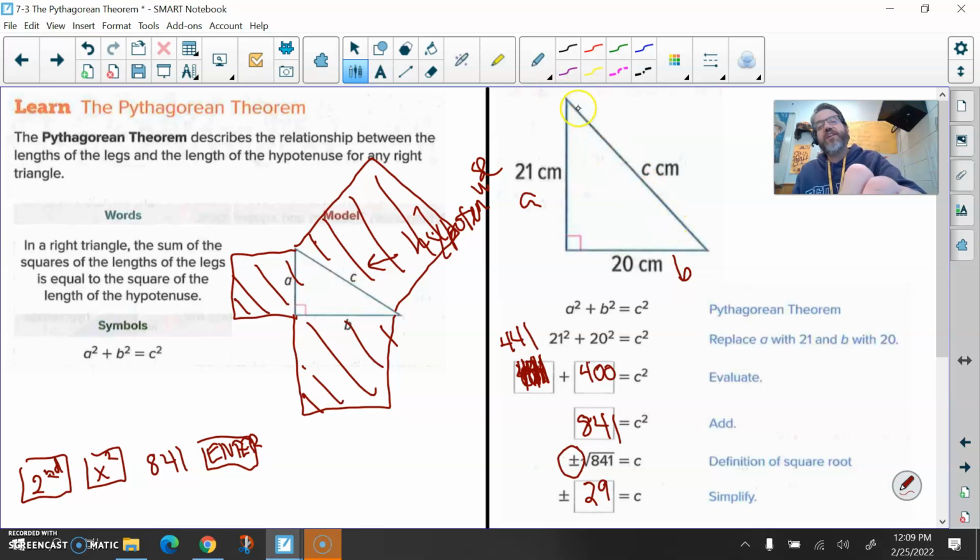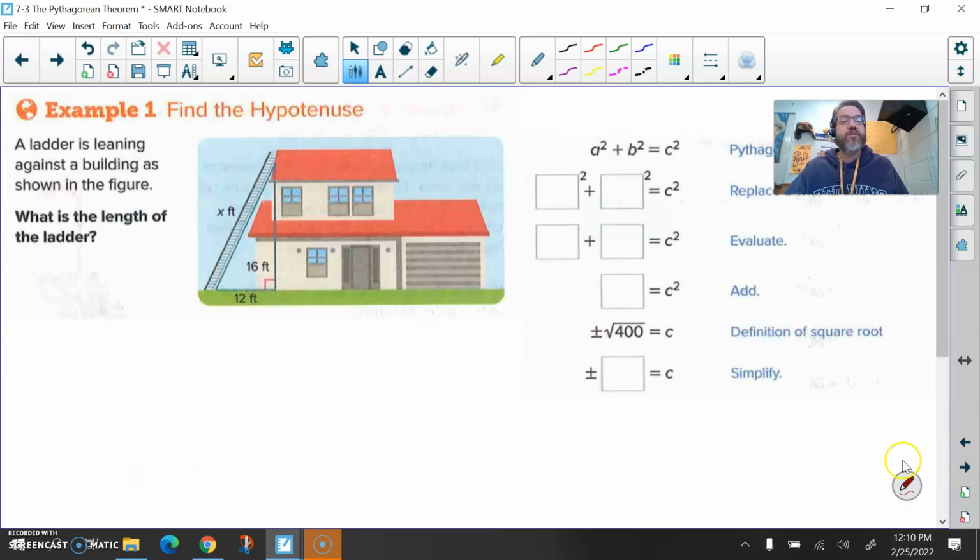However, could the side length be negative? Could this be negative 29 centimeters long? No, obviously it could not. So we only need to concern ourselves with the positive square root of 841, and that's 29. So this unknown side length here is 29 centimeters long, and I do provide the label here, centimeters, for that as well. All right, going forward, I'm not going to talk about the plus or minus symbol because it's only going to be the positive or principal square root, that's called, that we're going to need to concern ourselves with because we're dealing with a side length of a triangle.